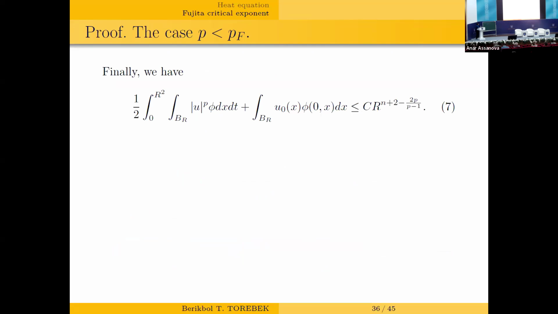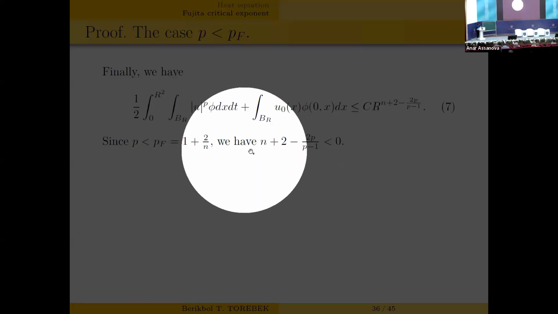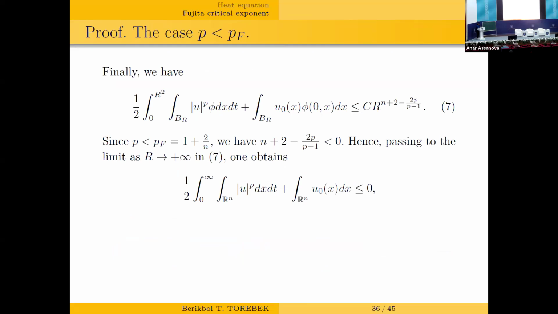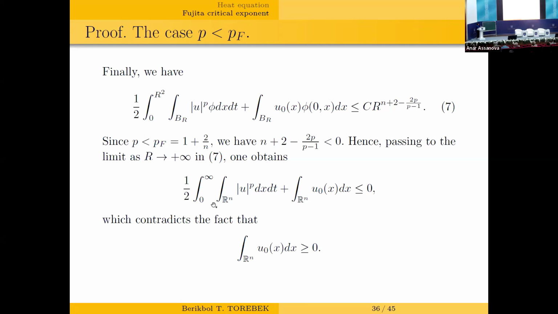And finally, for the solution of our problem, we have the expression 7. And here, if we suppose that p is less than 1 plus 2 divided by n, then this number is strictly negative. And from here, we can pass to the limit. If R goes to infinity, then the right-hand side of the inequality 7 will be equal to 0. And this is a contradiction with the fact that the integral of u0 is non-negative, because we assume that there exists a global in-time solution, then this term will be positive. This one positive, this one non-negative, and the sum cannot be a negative number.